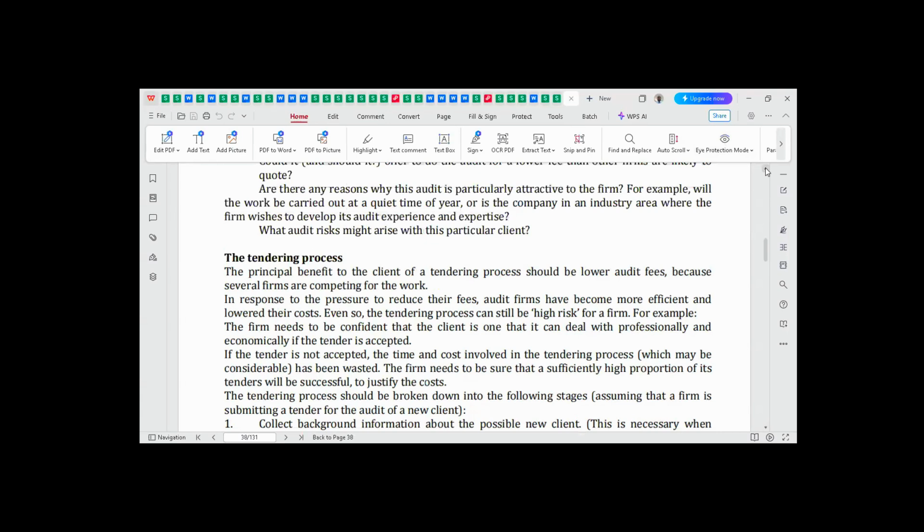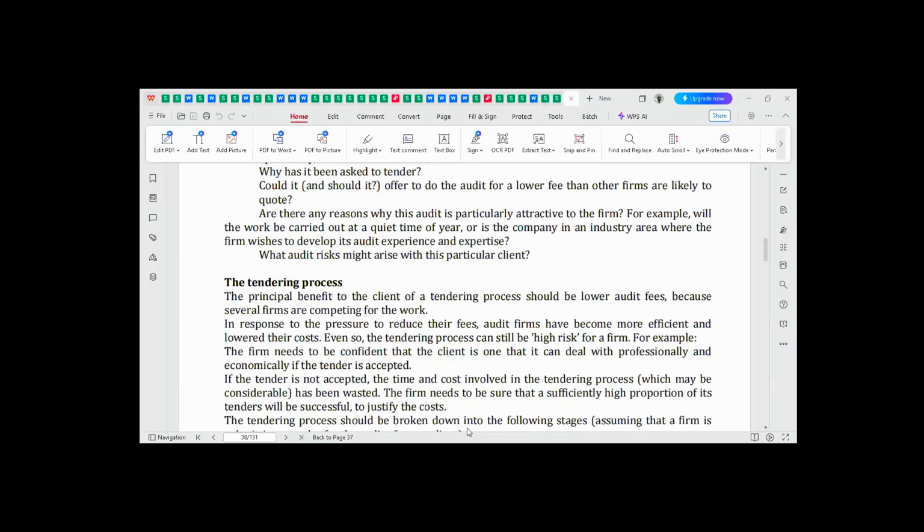Now, we have talked, look at the initial consideration. We are saying that before you continue with your tendering process, you have to evaluate to be sure that this is something that you are. I was saying that at the second stage, which is the tendering process proper, right? The auditor, we need to be sure.